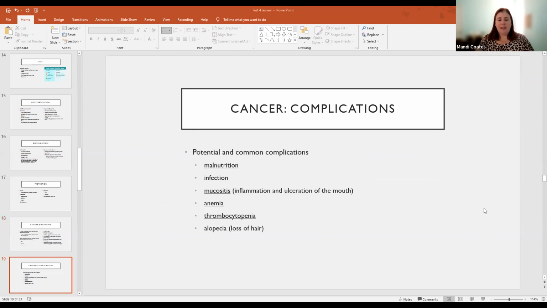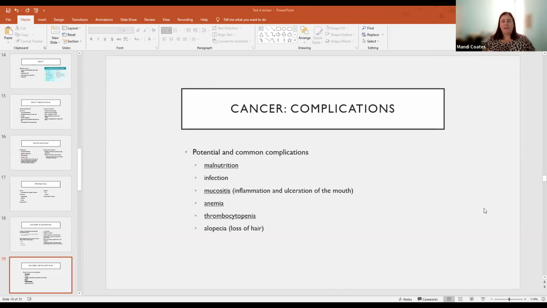Remember, with chemo and radiation, you can have a lot of these common complications. So how are we going to treat them? Malnutrition: what's causing them to be malnourished? Is it sores in the mouth? Is it a change in taste? So how are we going to fix that? We talked about a lot of the Ensures, all those protein drinks and things like that.